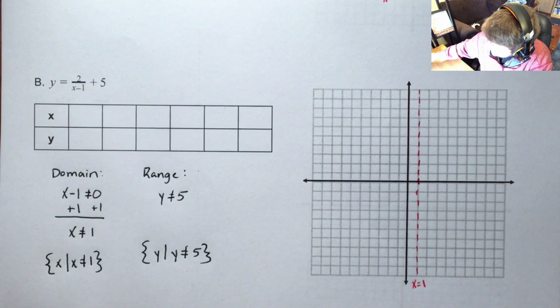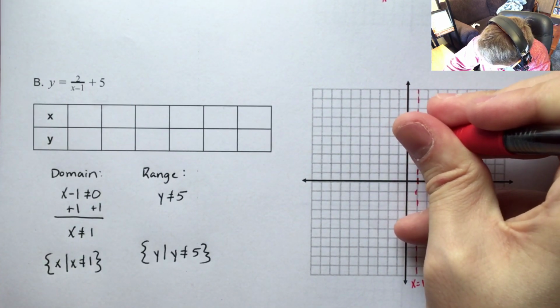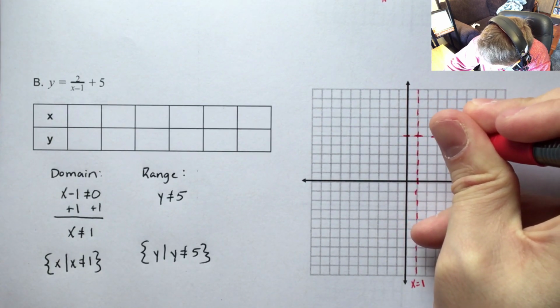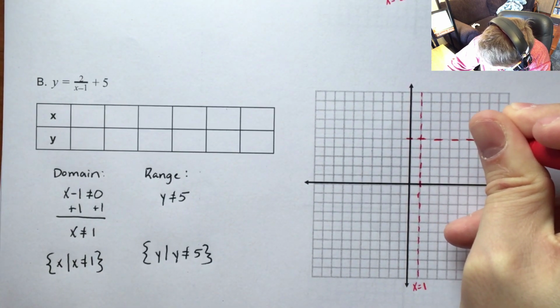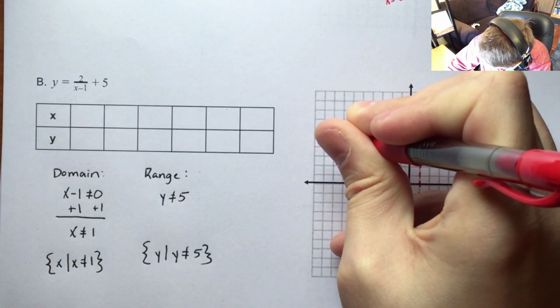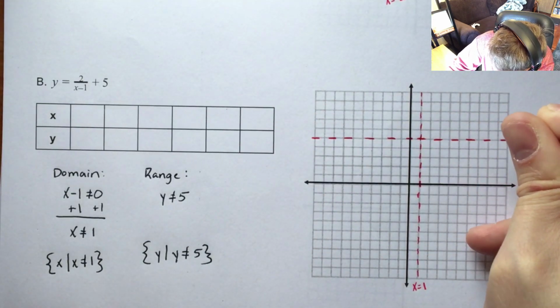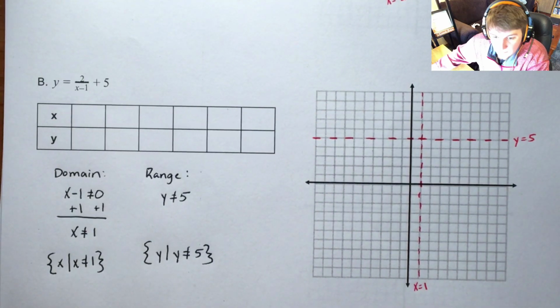Okay, so let's go ahead and find that value. 1, 2, 3, 4, 5. There's my y value of 5. Let's draw our line through it.